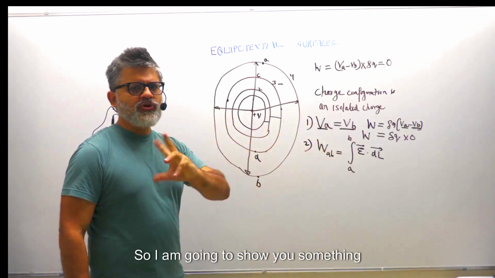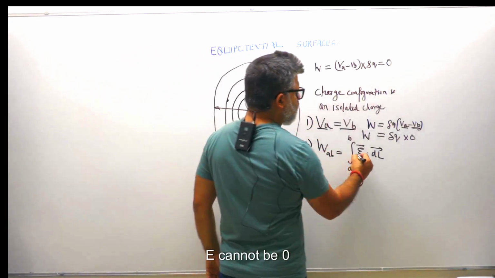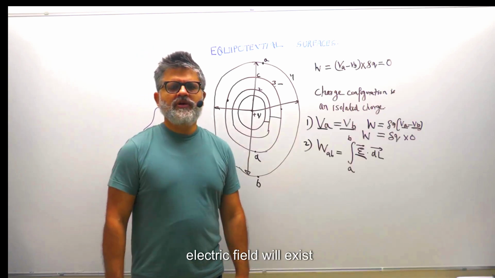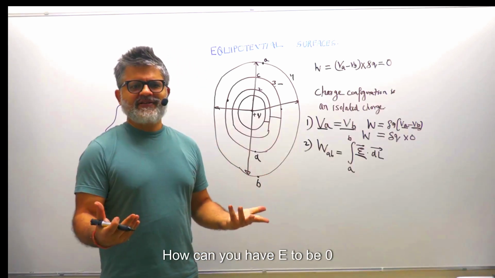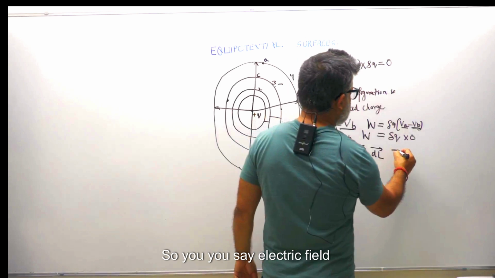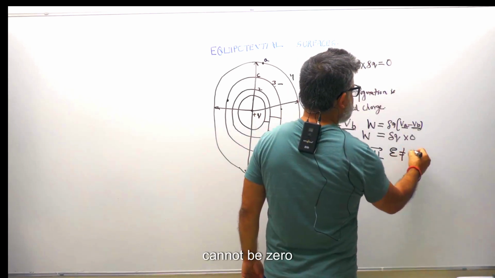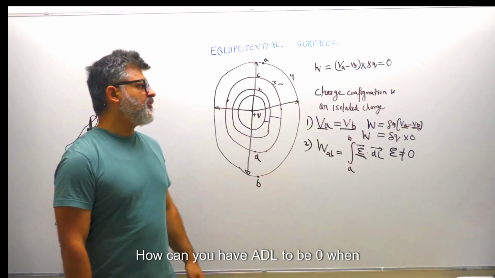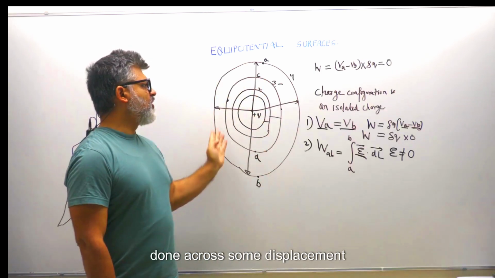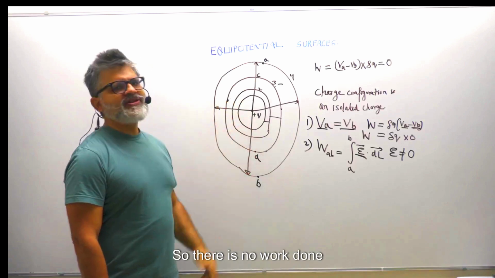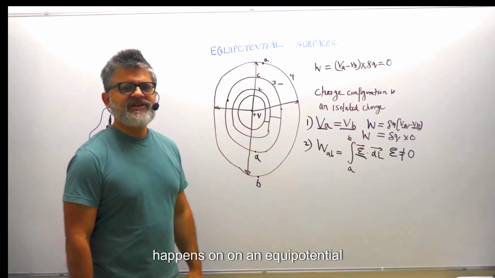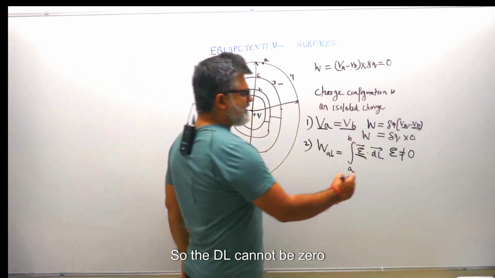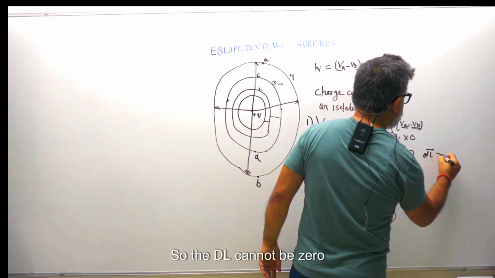So I'm going to show you something. Now, E cannot be 0. It is not possible for you to have E equal to 0. Electric field will exist. How can you have E to be 0? So you say electric field cannot be 0. The second thing is even the dL cannot be 0. How can you have a dL to be 0 when you're calculating the work done across some displacement? So there is no work done. There is a displacement which happens on an equipotential surface. So the dL cannot be 0.